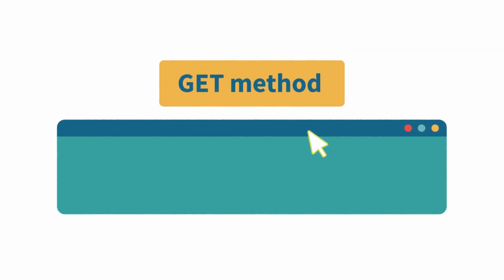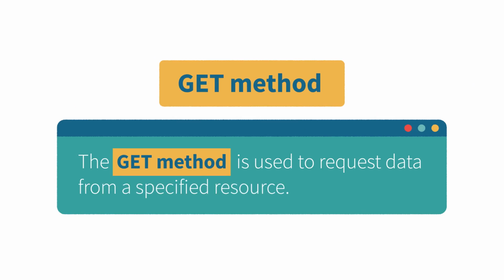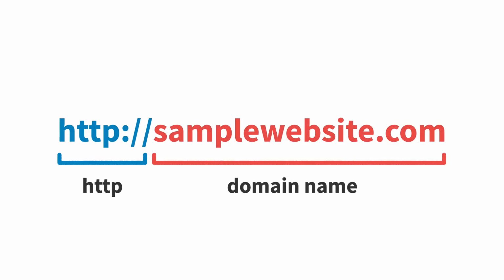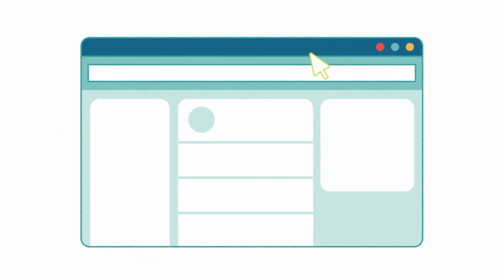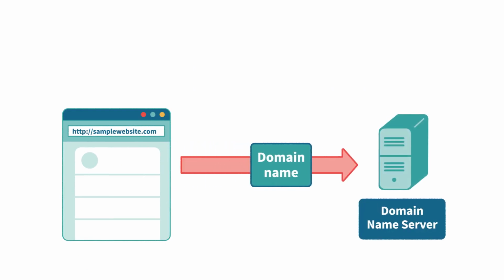Now let's talk about the GET method. One of the most common HTTP methods, it's used to request data from a specified resource. What do you notice about how URLs are written? First, we have HTTP, and then the domain name, which in this case is samplewebsite.com. When you type the URL, your browser will immediately detect the HTTP and will acknowledge it as the name of the proper network protocol. Then it notes the domain name samplewebsite.com.